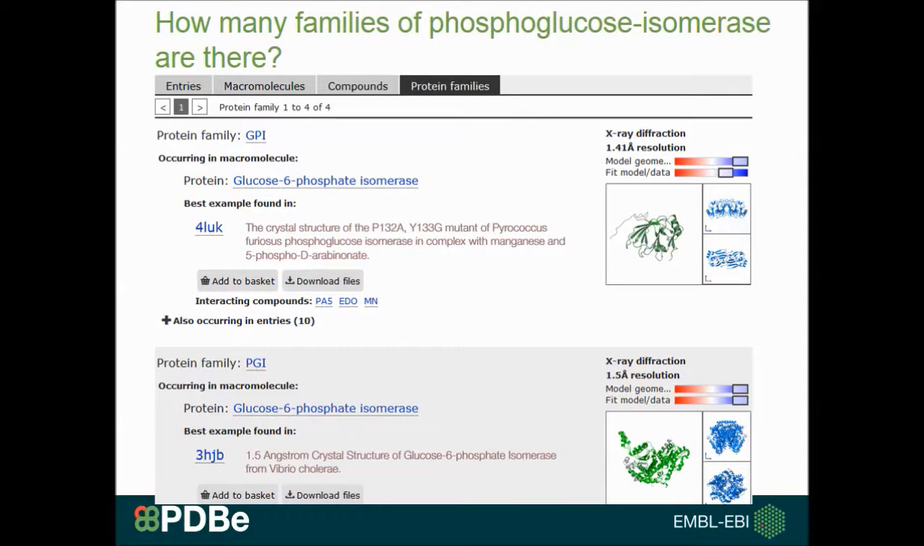Another view we can use here is the protein families view, which allows us very quickly to see which PFAM domains are found in our results. In this case we can see that there are 4 different PFAM domains for phosphoglucose isomerase, and then the images highlight where the PFAM domain is within the structure.